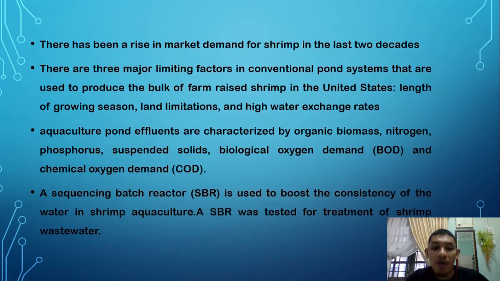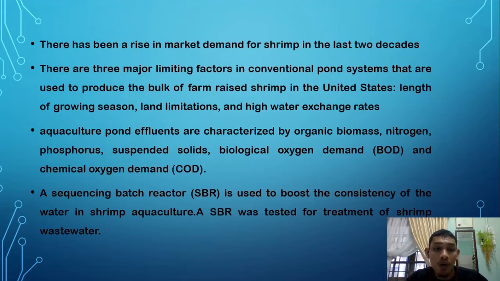Shrimp have a temperature-based growing season. Therefore, ponds can only grow shrimp mostly during the time of year when the temperature is favorable. As for land limitation, it applies to the fact that pond aquaculture is usually situated near the shore for easy exchange of water with estuaries and other bodies of water.